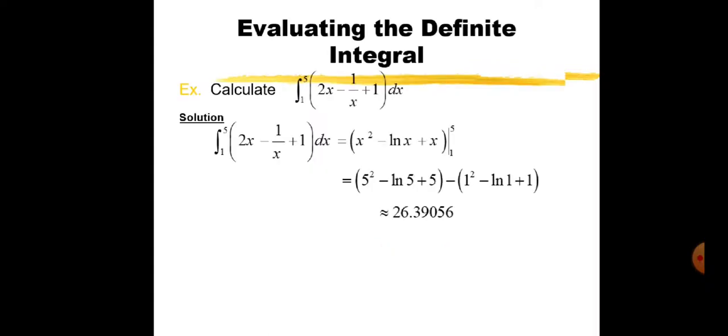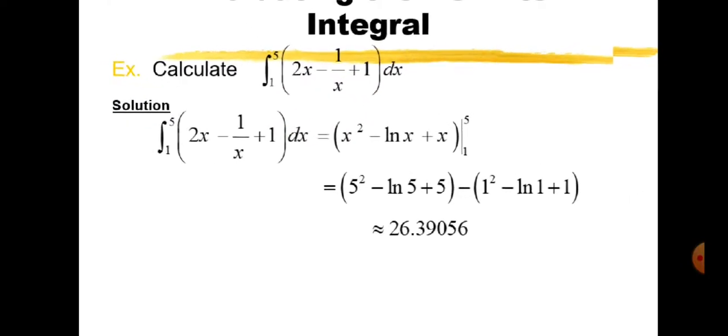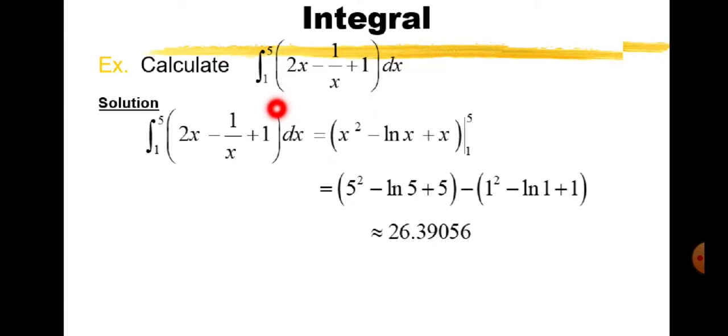For example, if we have here a definite integral of (2x minus 1 over x plus 1) dx from x equals 1 to x equals 5. So the first step, we have to integrate normally. So we have 2x, its integration is x squared, because integration of x, you have to add 1 to the power and divide by 2. So you have x squared over 2, and you can cancel the 2. So we have x squared here.